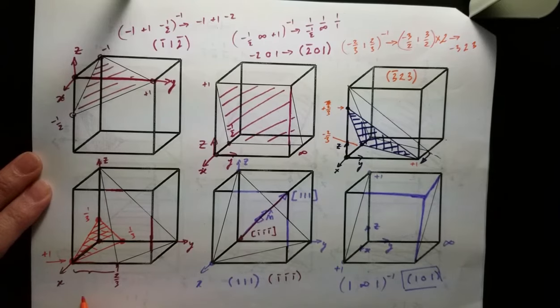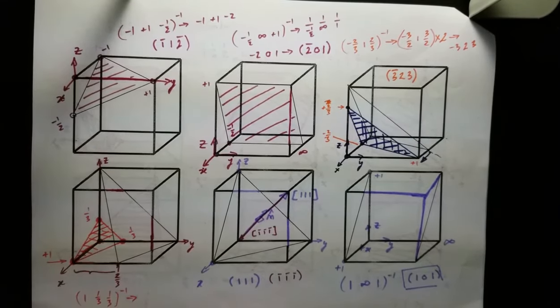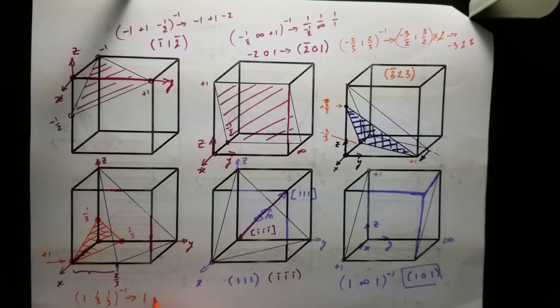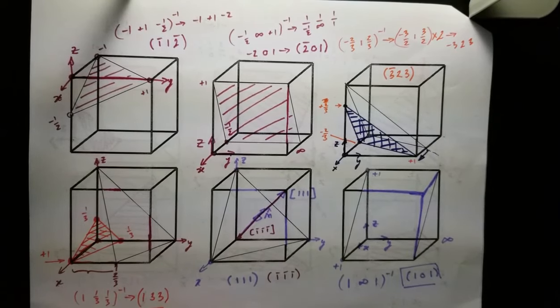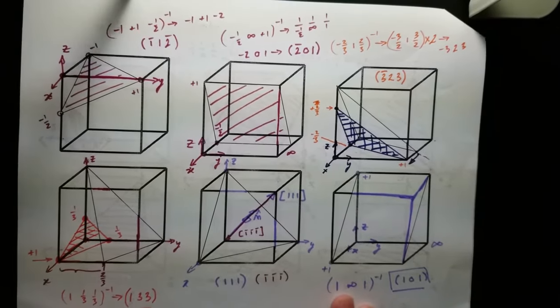So we have the plane 1, 1/3, 1/3. Take the inverse of that, and that gives us 1, 3, 3. So that is that plane, which is equivalent to the one we had before.